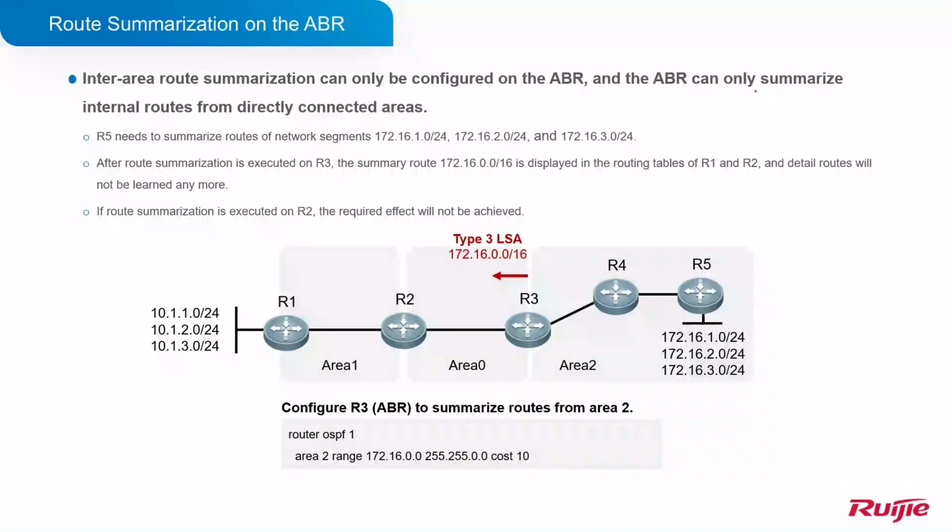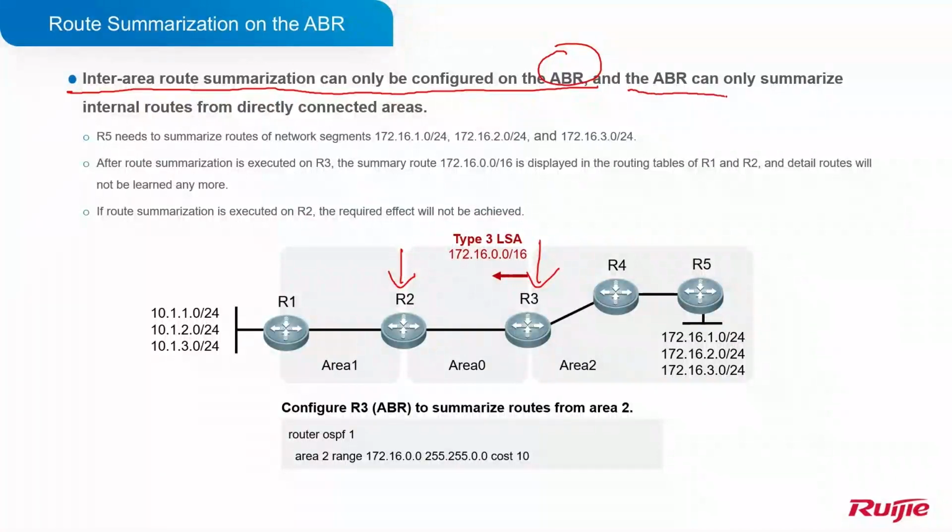Here is the first scenario, route summarization on the ABR device. Inter-area route summarization can only be configured on an ABR device. In this topology we have two ABR devices: one is the R2 device and the second is the R3 device. Both routers are ABR devices, so which device do we have to choose to configure the summarization? Here is the answer.